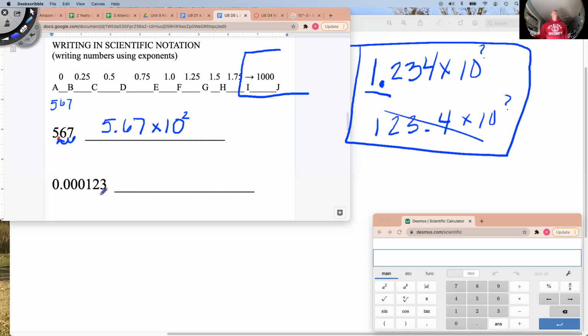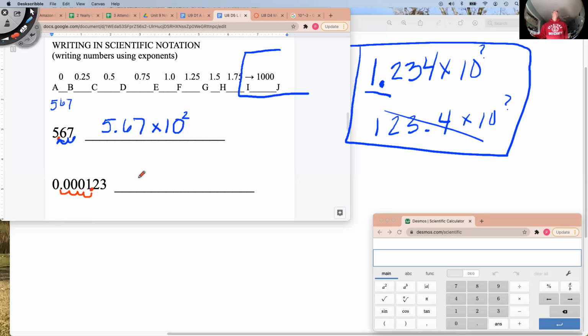Here's another one. How would we write this number in scientific notation? Well, where would the decimal place go, ladies and gentlemen? Is the decimal place going to go between the 0 and the 1, between the 1 and the 2, or between the 2 and the 3? Where is the decimal place going to go? That's right, ladies and gentlemen, it's going to go between the 1 and the 2. Why? Because you only get one number in front of the decimal place. So there's our decimal. We have to move this decimal over there. We're going to move it 1, 2, 3, 4 times.